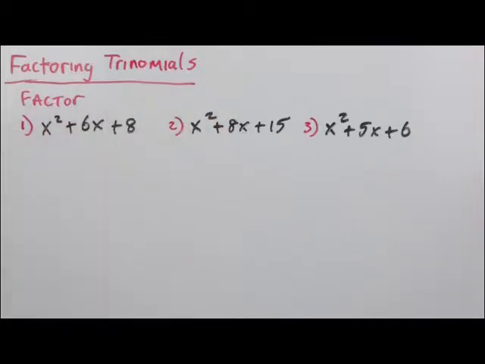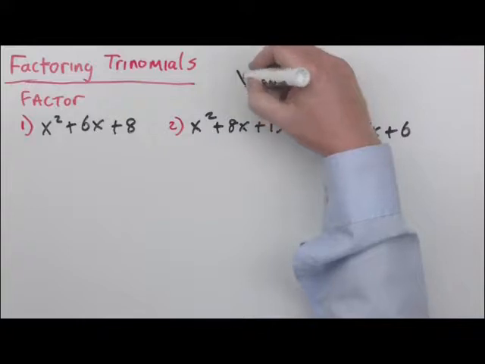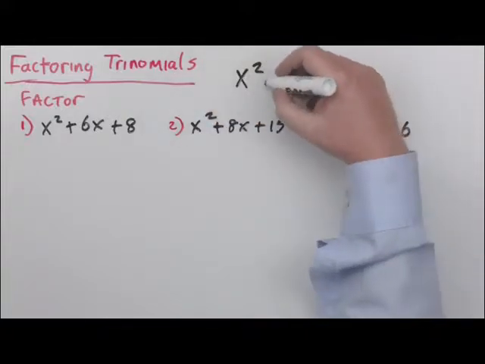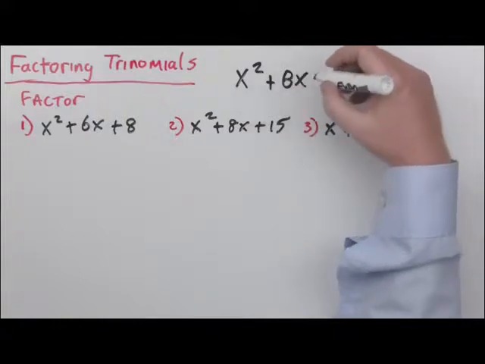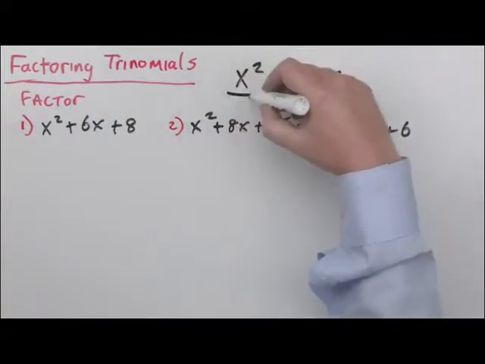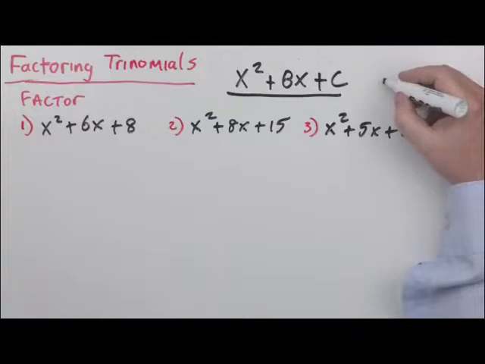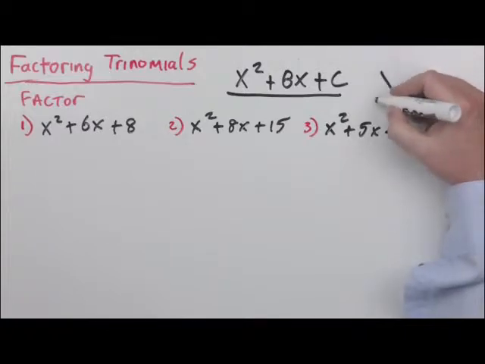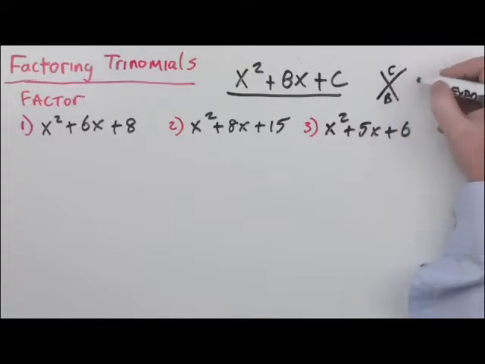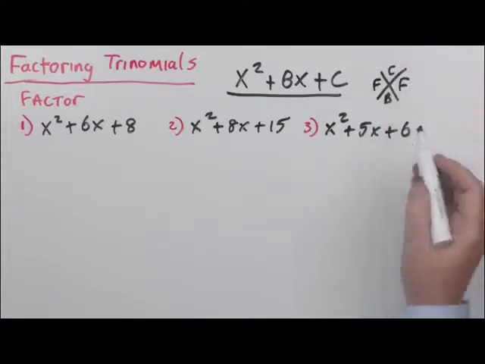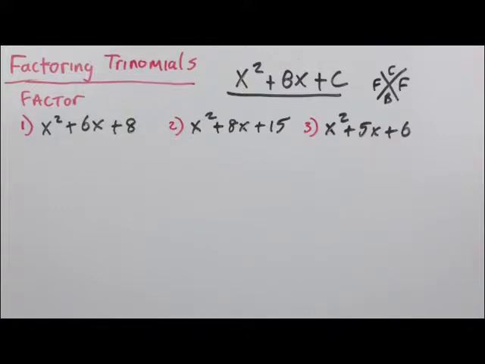A trinomial is something that looks like this: x squared plus bx plus c. I'm going to factor it using a method that I call the x factor. On top is whatever we have in c, the bottom is whatever we see in b, and on the side are going to be the factors. So let's have a look at how that works.